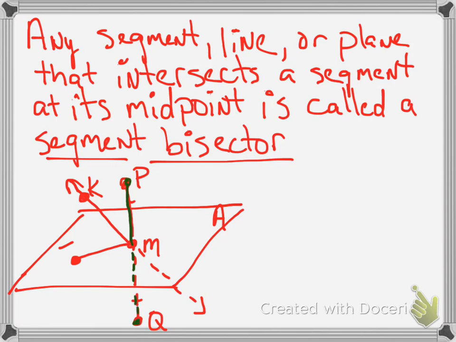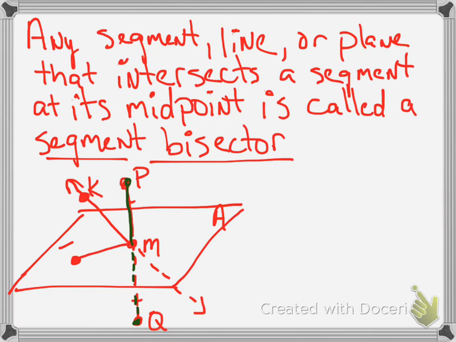Keep in mind that when you start seeing these little broken lines, that means something's blocking the view. In other words, the line keeps going, but the plane is blocking us from seeing it. So that means that you don't see it any further. It's going in a different direction.